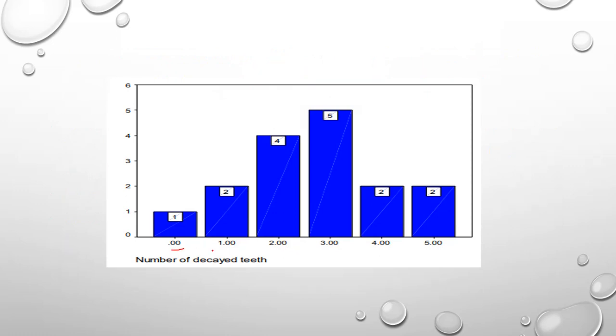Here we have 0 1 2 3 4 5. This is the number of decides. For example, 0 teeth are 1, 1 tooth is 2, 2 teeth are 4, 3 are 6, 4 are 2, 5 are 2. This is the graphical representation of our data.